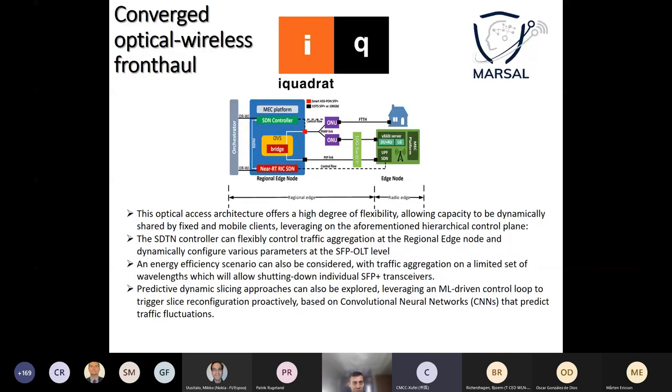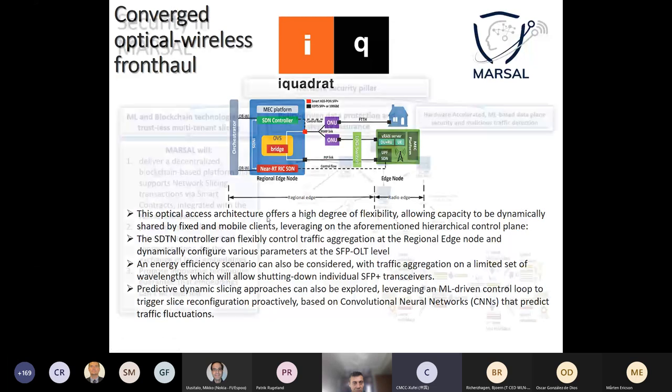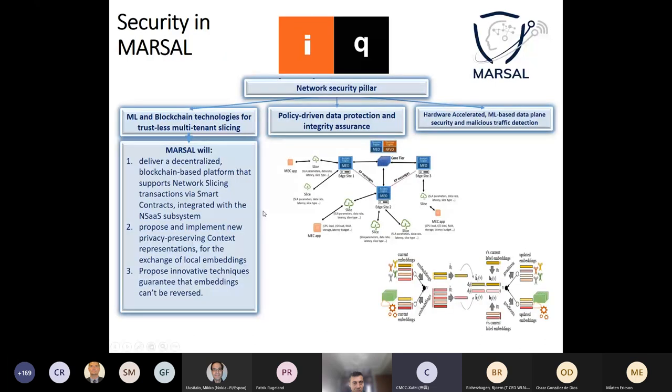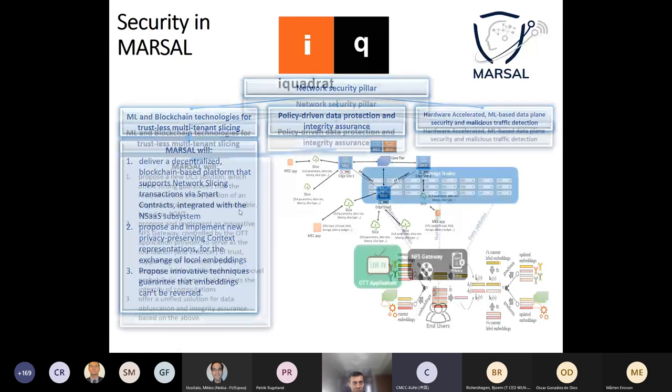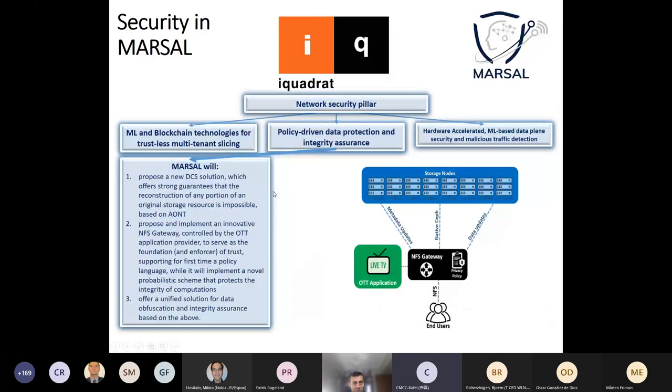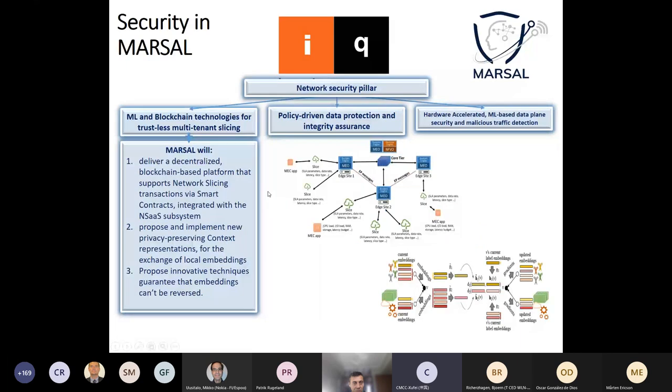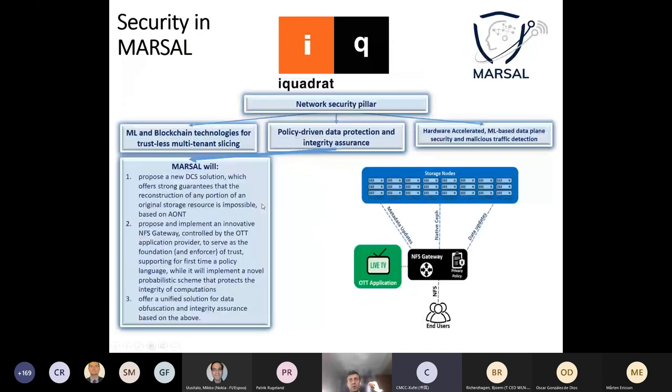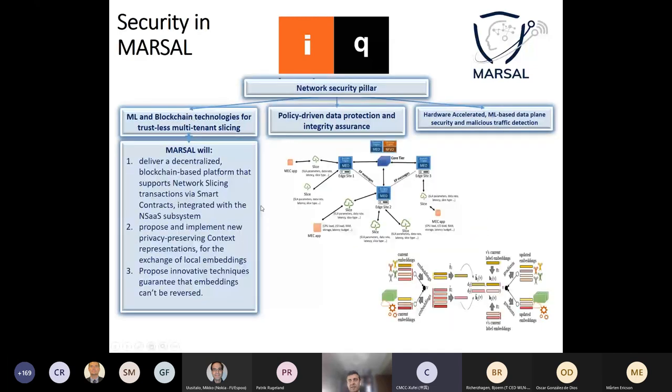And a few words about the security. Our work in the network security part is divided into three parts, considering the architecture that I presented earlier. In order to support multi-tenancy, we have a decentralized blockchain-based platform that supports network slicing transactions through smart contracts integrated with the network slicing as a service subsystems. We are also working on the implementation of a new privacy-preserving context representation for the exchange of the local embeddings, and an innovative technique that guarantees that embeddings cannot be reversed.